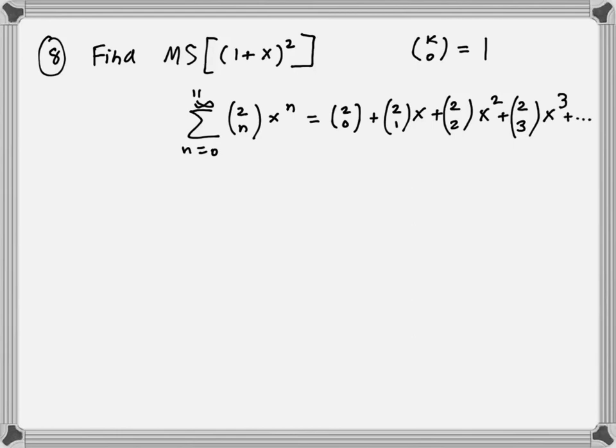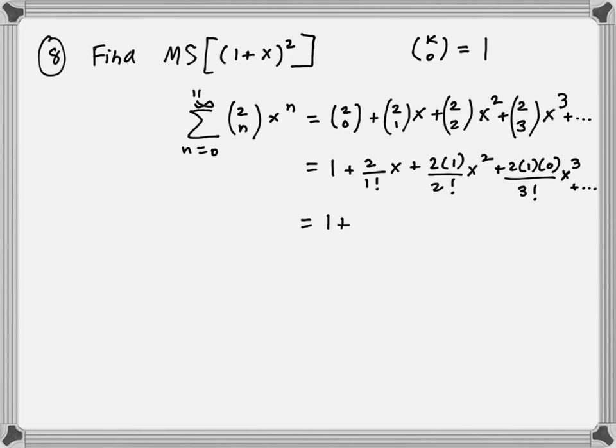So what is 2 choose 0? That's of course 1. What's 2 choose 1? Well, that would be 2 over 1 factorial x. And what's 2 choose 2? This is 2 times 1 over 2 factorial times x squared. What's 2 choose 3? This is 2 times 1 times 0 over 3 factorial x cubed, right? But let's actually expand. Isn't this 1 plus 2x, and then x squared.